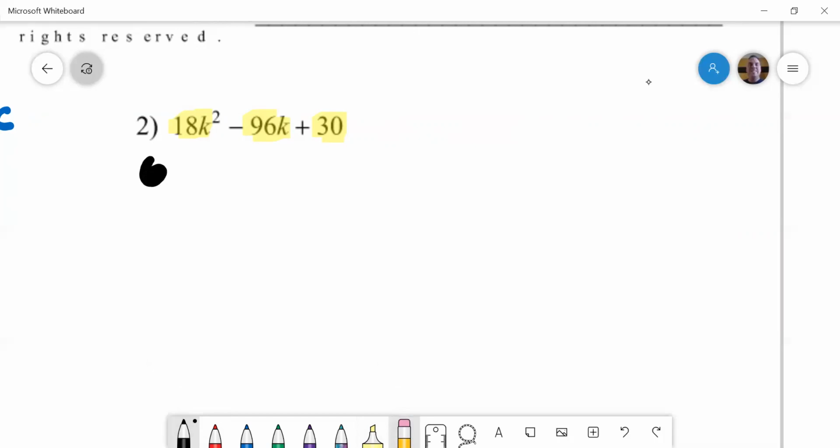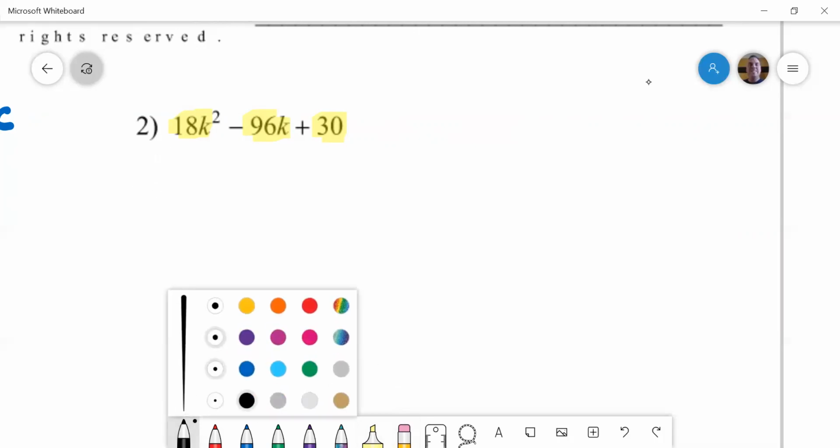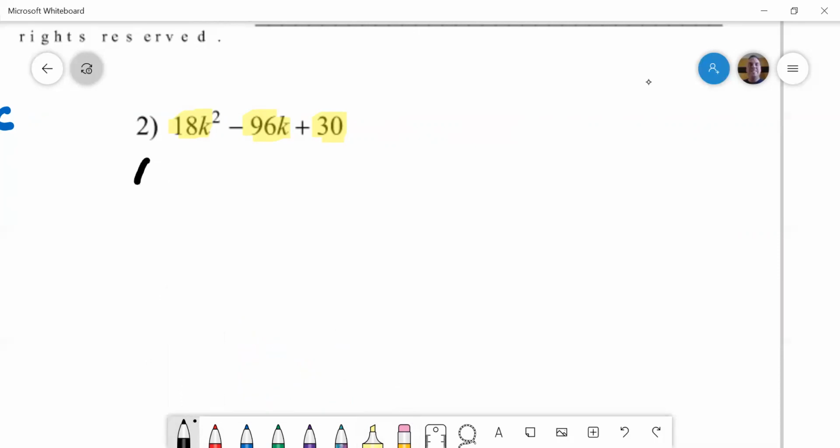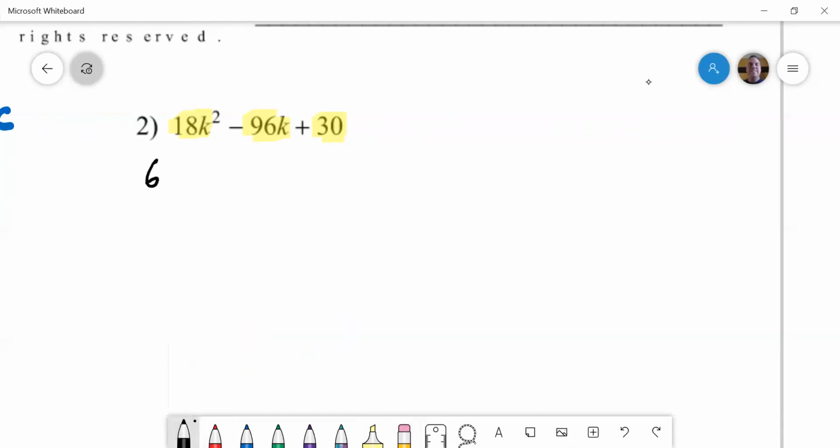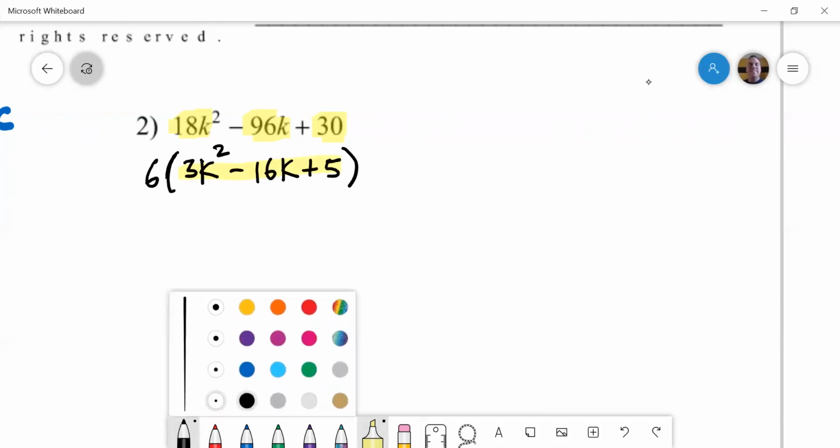Once I factor out the 6, what's remaining inside? Let me try again. Okay, so 6, and then we know that 6 times 3k squared is 18k squared. 6 times 16k, so 6 times 16 is 96, and then 6 times 5 is 30. Okay, but we're going to keep factoring. You can see we still have a quadratic on the inside that we need to factor. So let's keep on going.